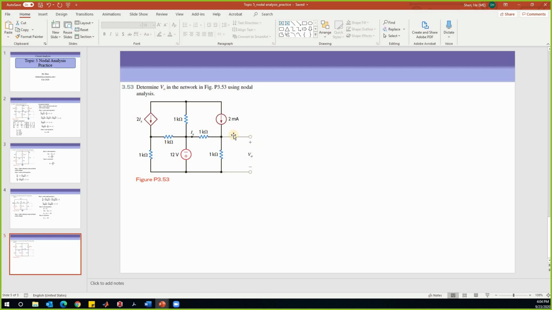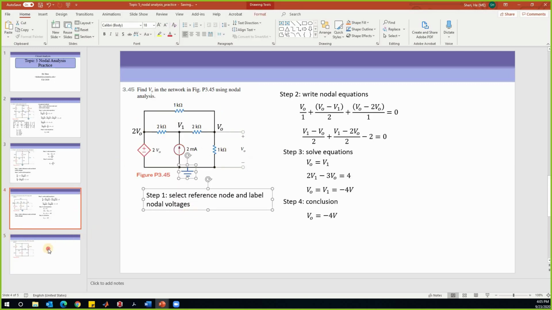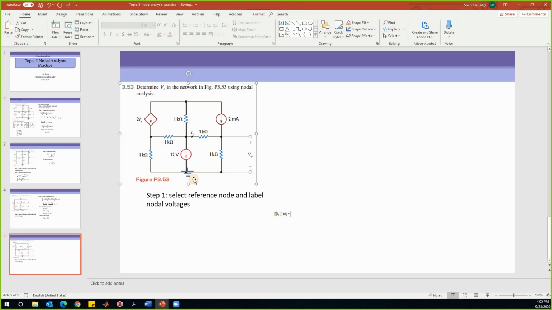So VO is over here. The circuit has a lot of loops or meshes. It also has a controlling variable, which is Ix. So we need to use a general method. We're going to follow the steps for how we solve problems in general to work on this problem.